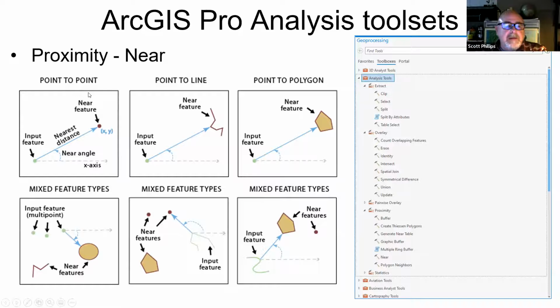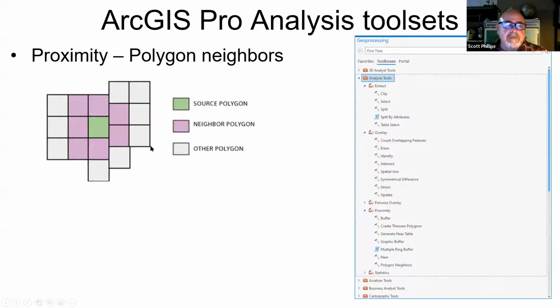There's the Near command that actually calculates the distance between features. You could have lines near polygons, near points. That one you might need to read the help on for a minute. It's not quite a simple concept, but it can calculate the nearest features to other features. And Polygon Neighbors. For each polygon, you can calculate which ones are adjacent to it.